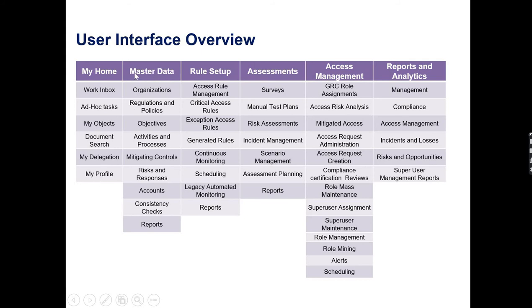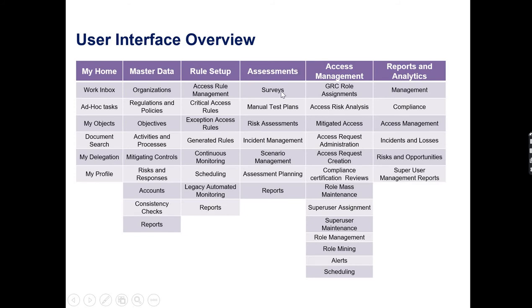Okay. So in master data, especially in terms of access control, organization and mitigation control, these two items are important for us. For access control, regulation and policy, objective, activity and process are all related to your process control and risk management. So for access control purposes, organization and mitigation control is related to access control. Okay. In rule setup, we have access rule management, critical rule, access rule, exception rule, generating rule. So all these are related to ARA, the access risk analysis module. The rest is related to your process control.